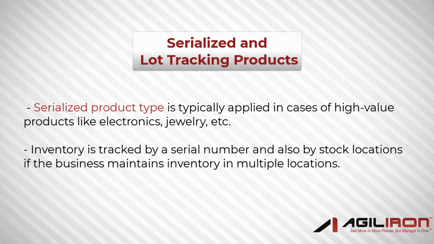Agiliron also supports lot tracking and serialized products. Serialized products are typically applied in cases of high-value products like electronics, jewelry, etc. The inventory of this product type is tracked by a serial number and can also be tracked by stock locations if the business maintains inventory in multiple locations.